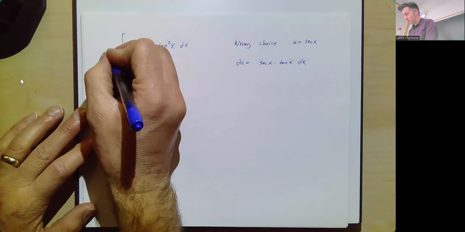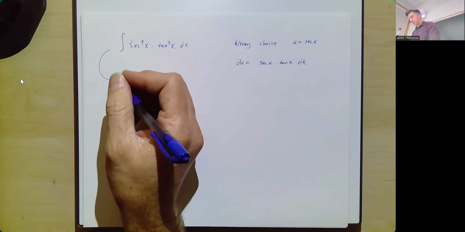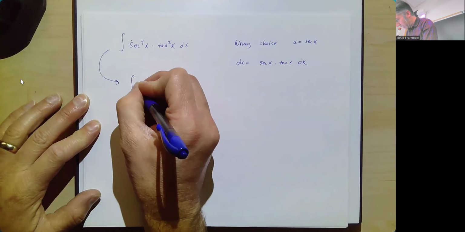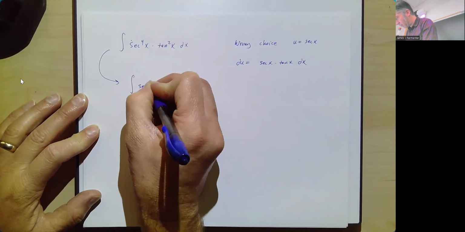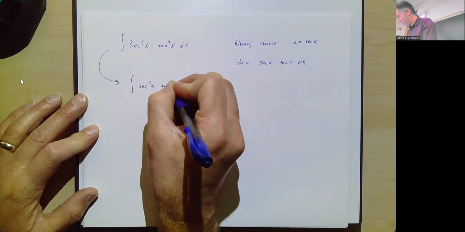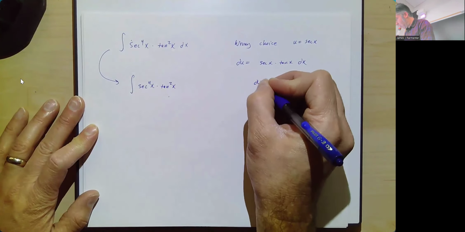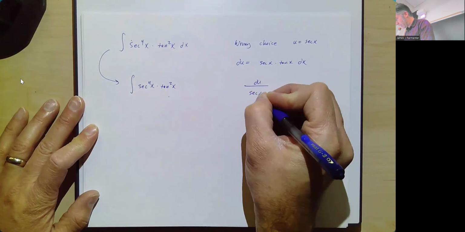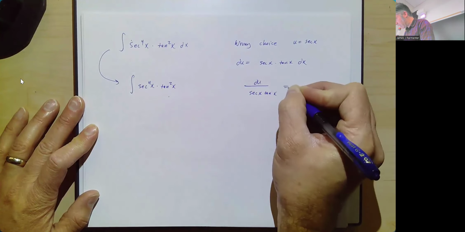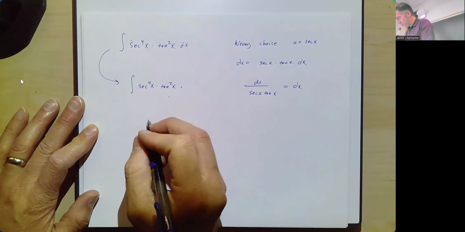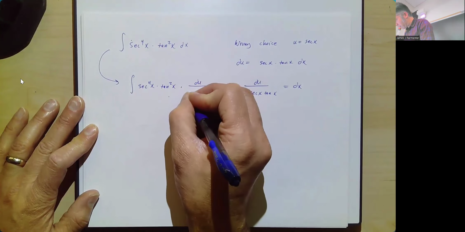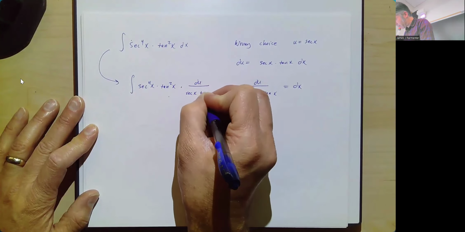So then rewriting this integral in the way that has been requested, we're going to write this as secant to the 4th x times tangent squared x. Oh, I should actually do the solving for dx here though. So du over secant x tangent x equals dx. And then we have times du over secant x tangent x.